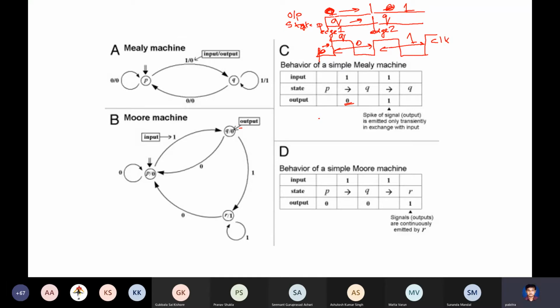Okay, now let's see what happens in a Moore machine. Let me also draw the clock here.